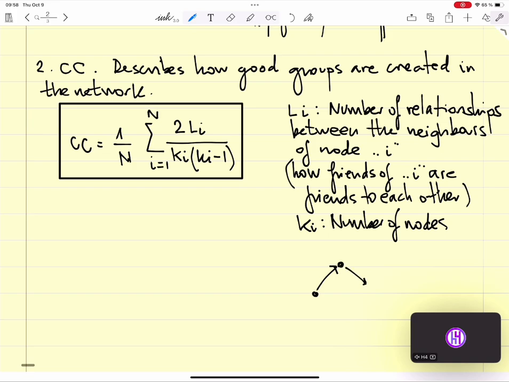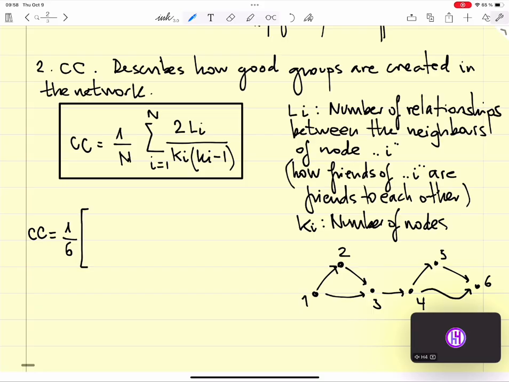So if we have the same network as before: 1, 2, 3, then 3 to 4, 4, 5, 6. That's the same network as before. The clustering coefficient is 1 divided by 6. And now look at the picture again. Okay. We do it for node 1.